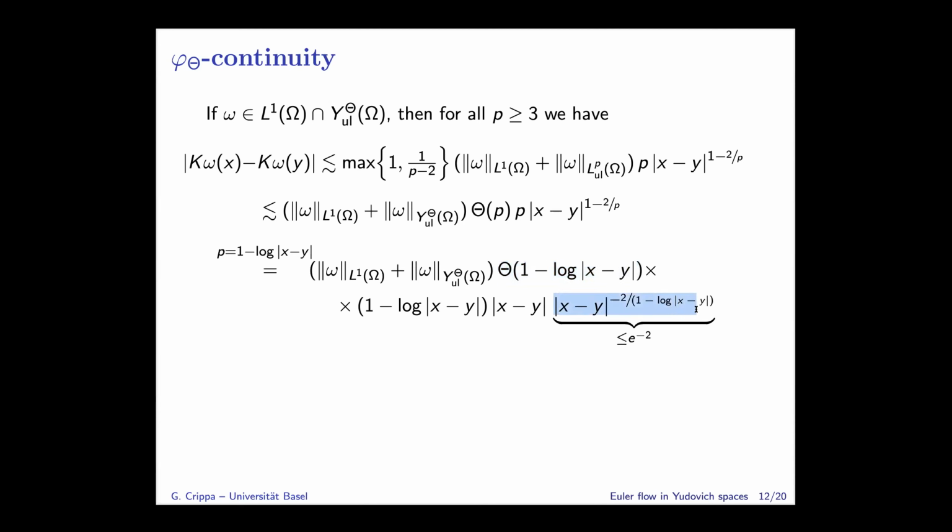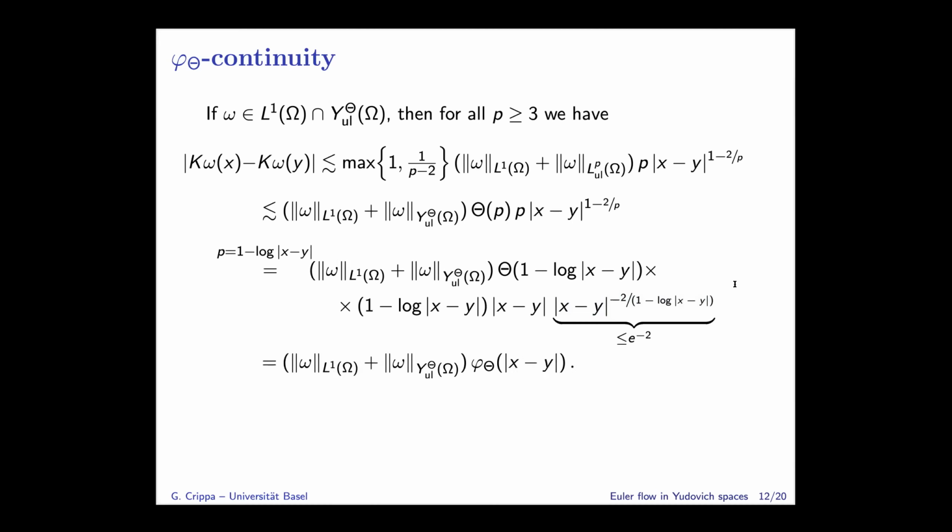And here I just use one magic thing, which is that any number to the minus 2 over 1 minus log of the number is uniformly bounded by logarithmic computations that you do in analysis 1. So this is bounded by e to the minus 2 for every x and y.